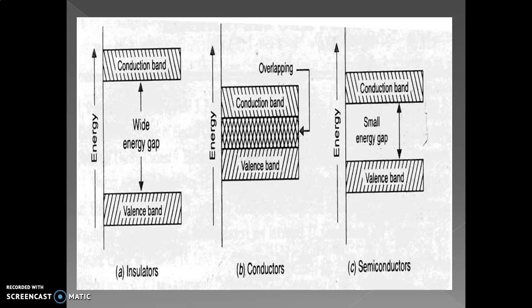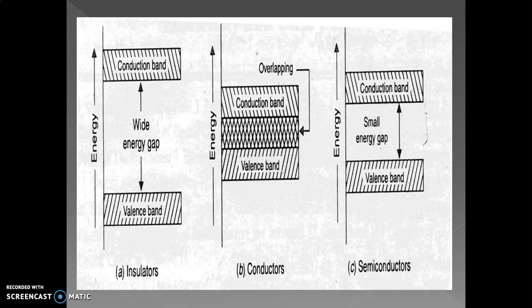At room temperature, the valence electrons of the insulator do not have enough energy to cross over to the conduction band. However, when the temperature is raised, some of the valence electrons may acquire enough energy to cross over to the conduction band. Hence, the resistance of an insulator decreases with the increase in temperature. That is, an insulator has a negative temperature coefficient of resistance.